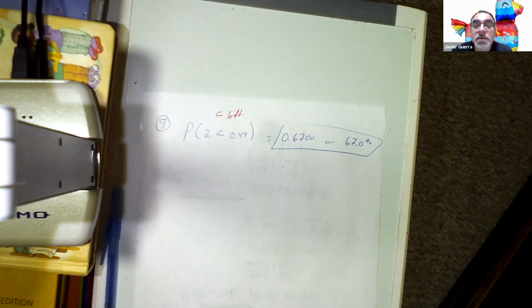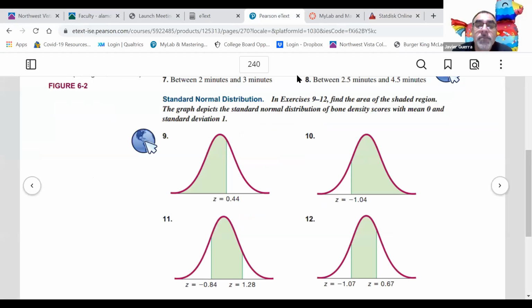Okay, next, let's do number... What are we gonna do next? I guess we'll do the odds, huh? Should we do 10? We better do 10. I know it's not in your homework, but oh well.